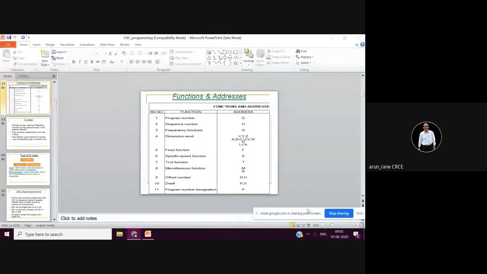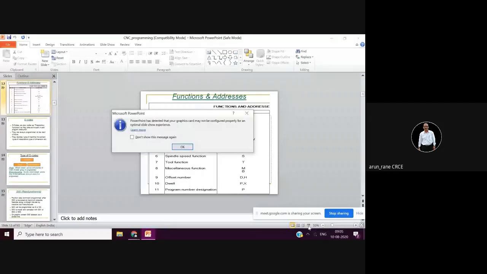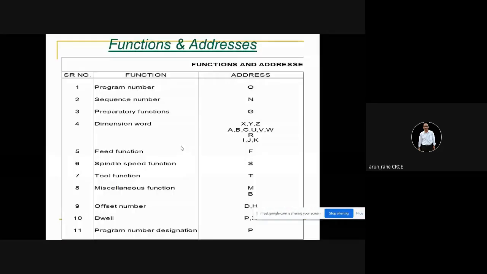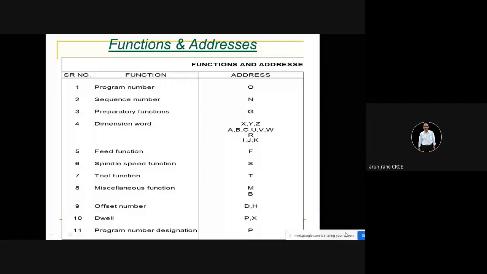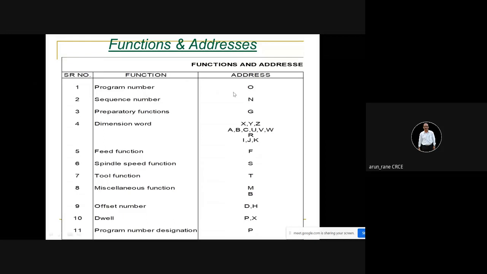So last time we stopped here discussing functions and addresses. So the program number can be designated by O and can be designated by P also.